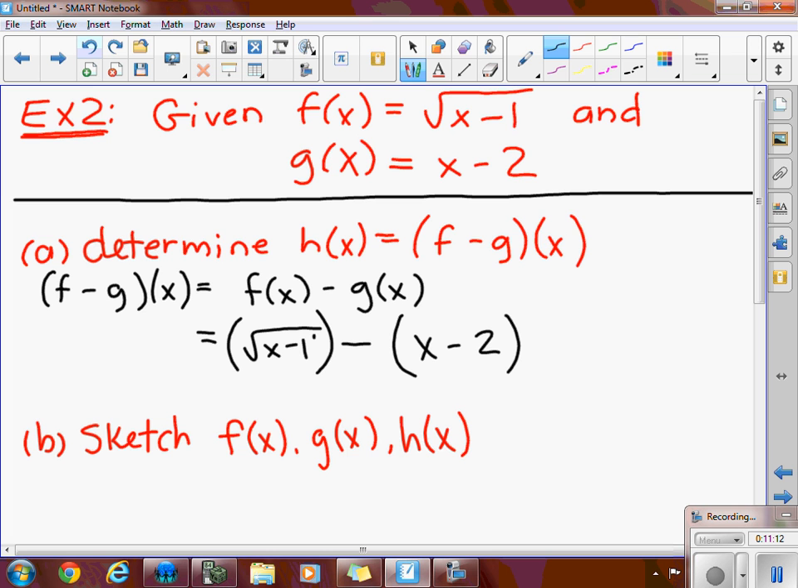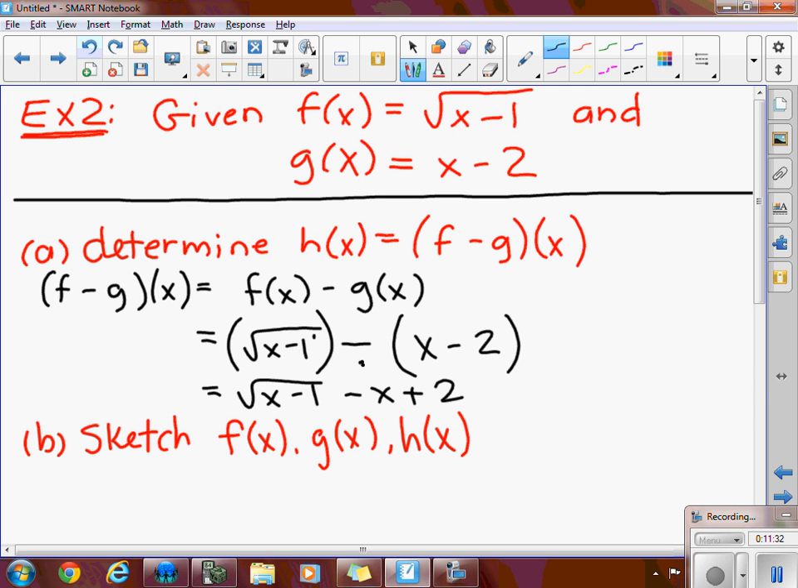Yeah, we have a negative right here that's going to end up changing the signs of the other function. So if I was to simplify this, there's nothing I can do with this radical. It's just the square root of x minus 1. Now it's going to be minus x plus 2. So if you forgot those brackets, you'd probably get minus x minus 2, and you'd be wrong.